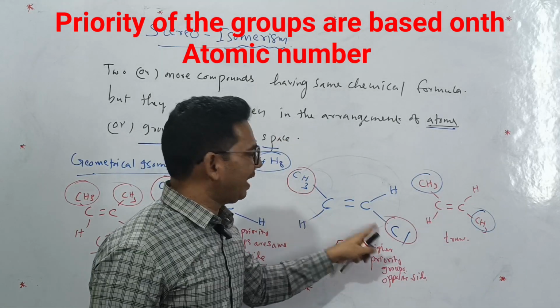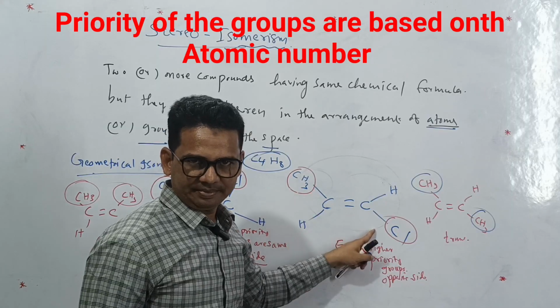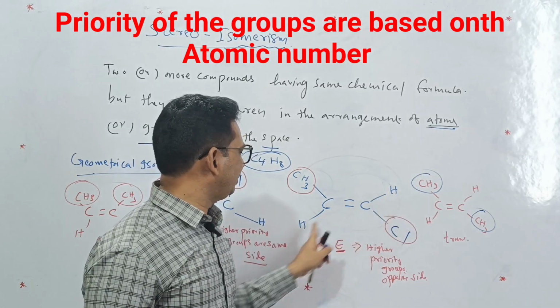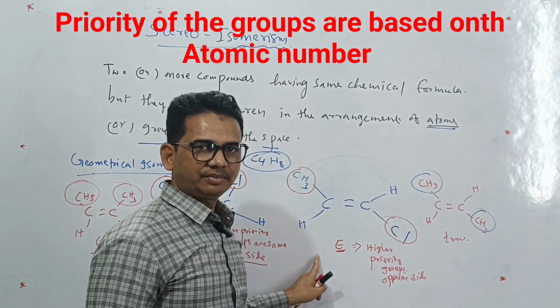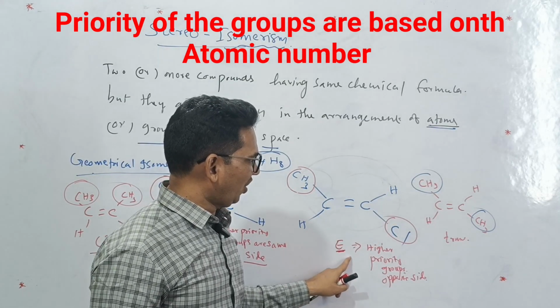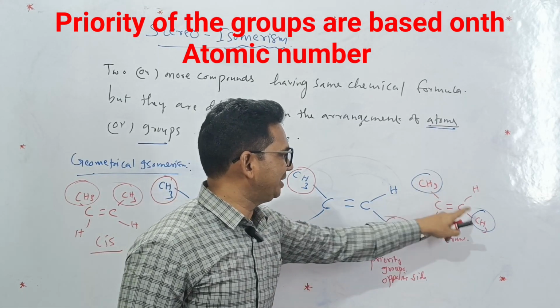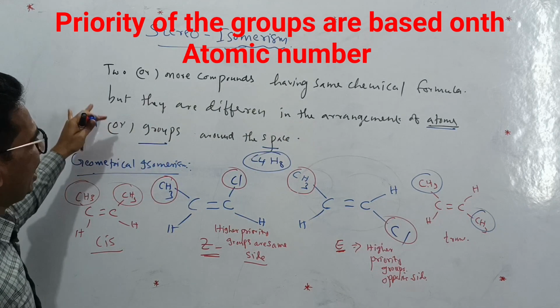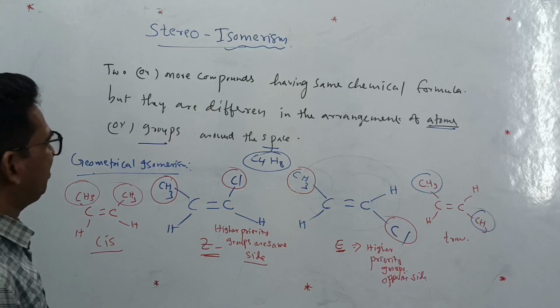Here we are considering the priority based on the atomic number. Carbon 6, chlorine 17, but here hydrogen is 1. That's why it is called the Entgegen. This is called the trans. Trans means similar groups, same type of groups. Okay, this is about geometrical isomerism.